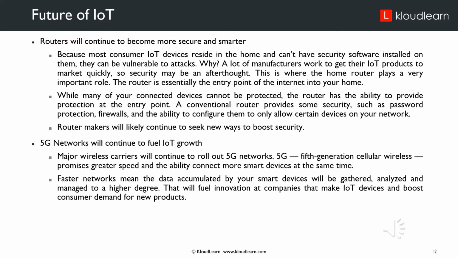The router is essentially the entry point of the internet into your home. While many of your connected devices cannot be protected, the router has the ability to provide protection at the entry point. A conventional router provides some of the security such as password protection, firewalls, and the ability to configure them to only allow certain devices on your network. Router makers will likely continue to seek new ways to boost security.